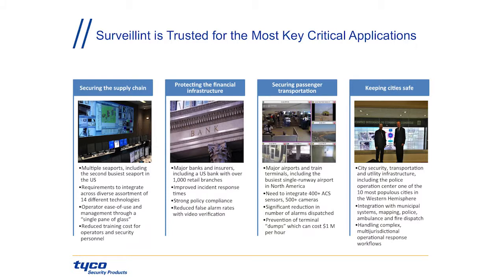Another application for Proximex Surveilint, protecting the financial infrastructure. Proximex Surveilint is used by major banks and insurers, including a U.S. bank that has over 1,000 retail branches. So in this case, the bank was able to realize improved incident response times, thanks to Surveilint. The bank was also able to demonstrate their policy compliance and reduce their false alarm rates.